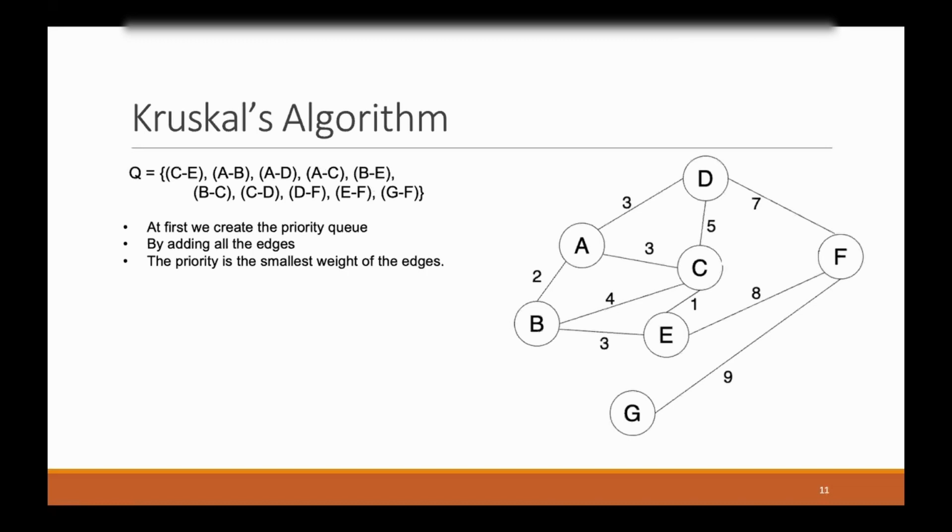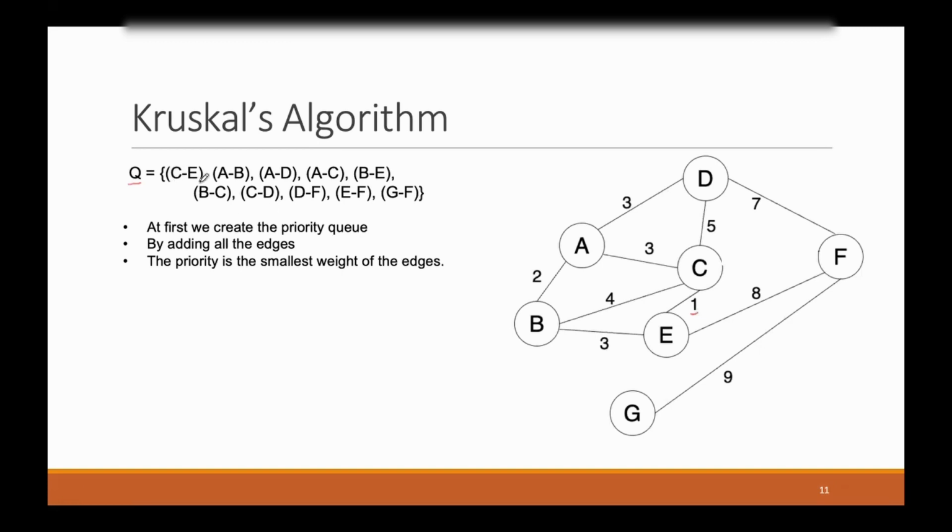Now I'm going to simulate Kruskal's algorithm, and we're going to see how the algorithm actually works. At first, we create the priority queue. Here I have put all the edges of the graph in this priority queue. It's not just a queue, it's a priority queue. So the priority is basically the smallest weight of the edge. If you look at all the weights of the edges, the smallest one is CE, which is 1.